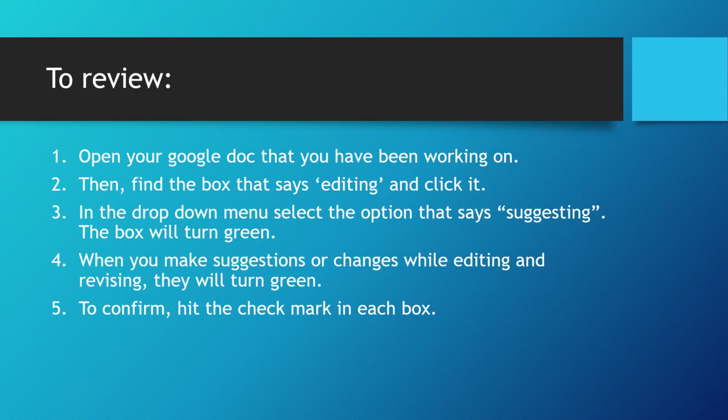To review, 1. Open your Google Doc that you've been working on. 2. Find the box that says Editing, click it. 3. In the drop-down menu, select the option that says Suggesting. The box will turn green. 4. When you make suggestions or changes while editing and revising, they will turn green. 5. To confirm, hit the check mark in each box.